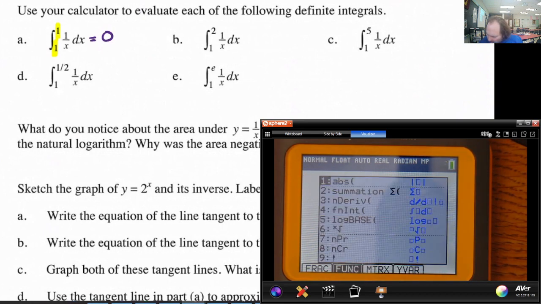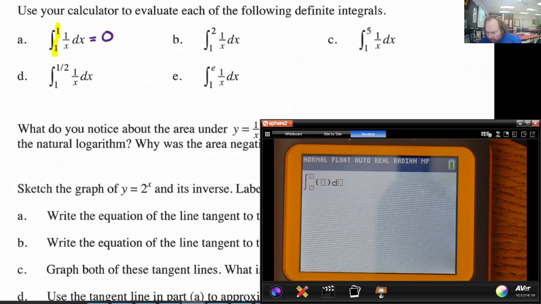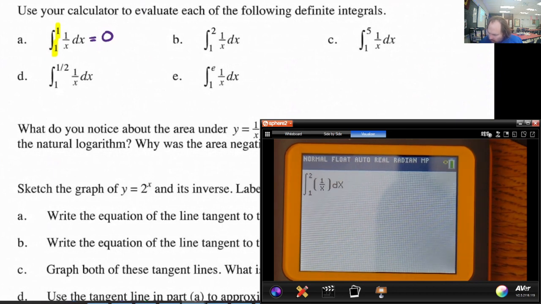For the next one, we'll grab our function out of our calculator. We're doing the integral from 1 to 2 of 1 over x dx. And that will be this number, 0.6931.